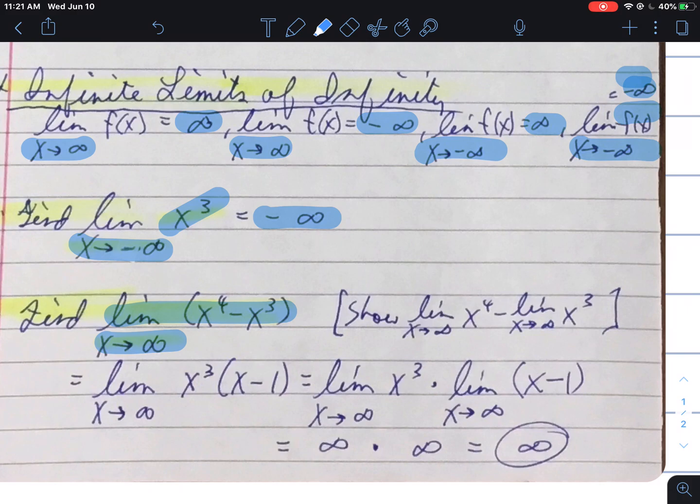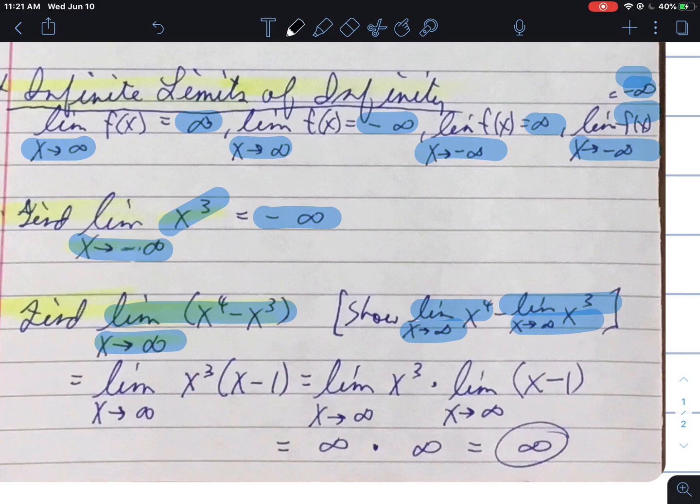So if the limit as x approaches infinity of our function actually approaches a number, then yeah, I can use the limit laws and say the limit of a difference is equal to the difference of the limits. But that's not the case here, because if I break this up and try to use the limit laws, well, let's look at the limit as x approaches infinity of x to the fourth, and the limit as x approaches infinity of x cubed.